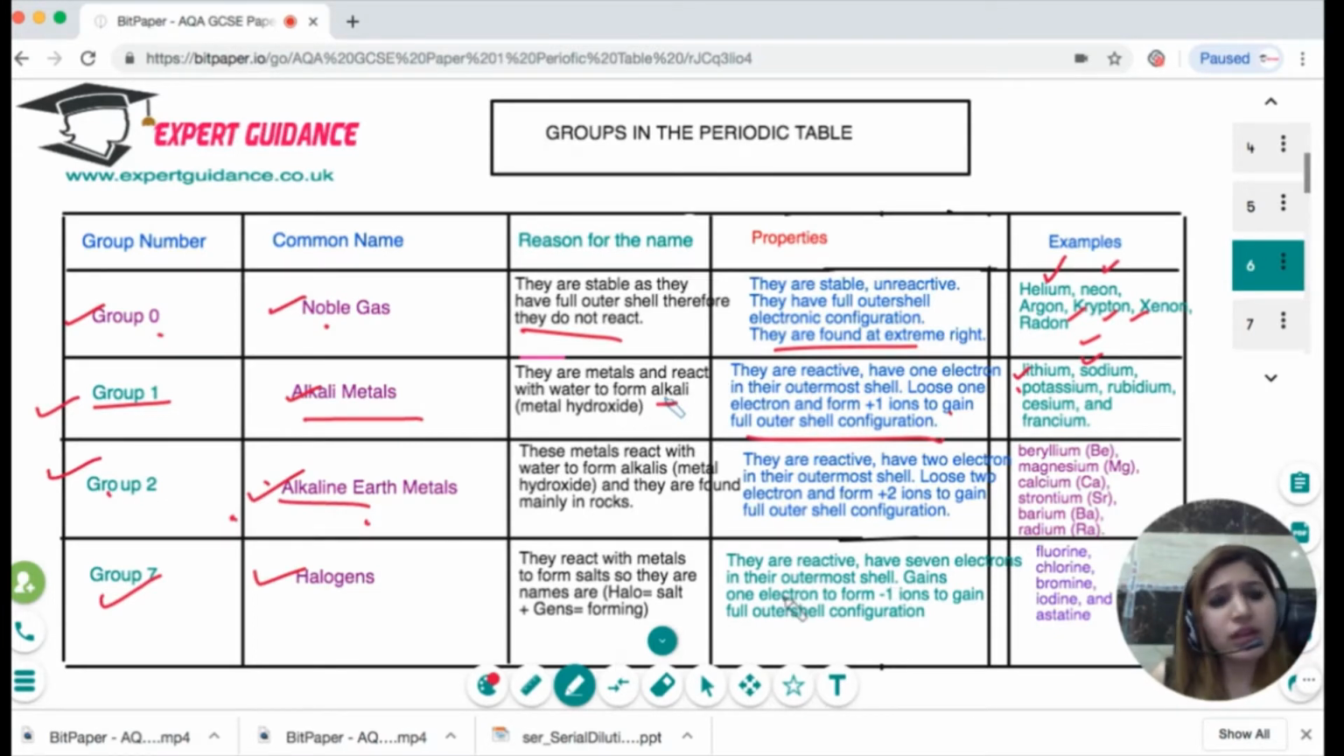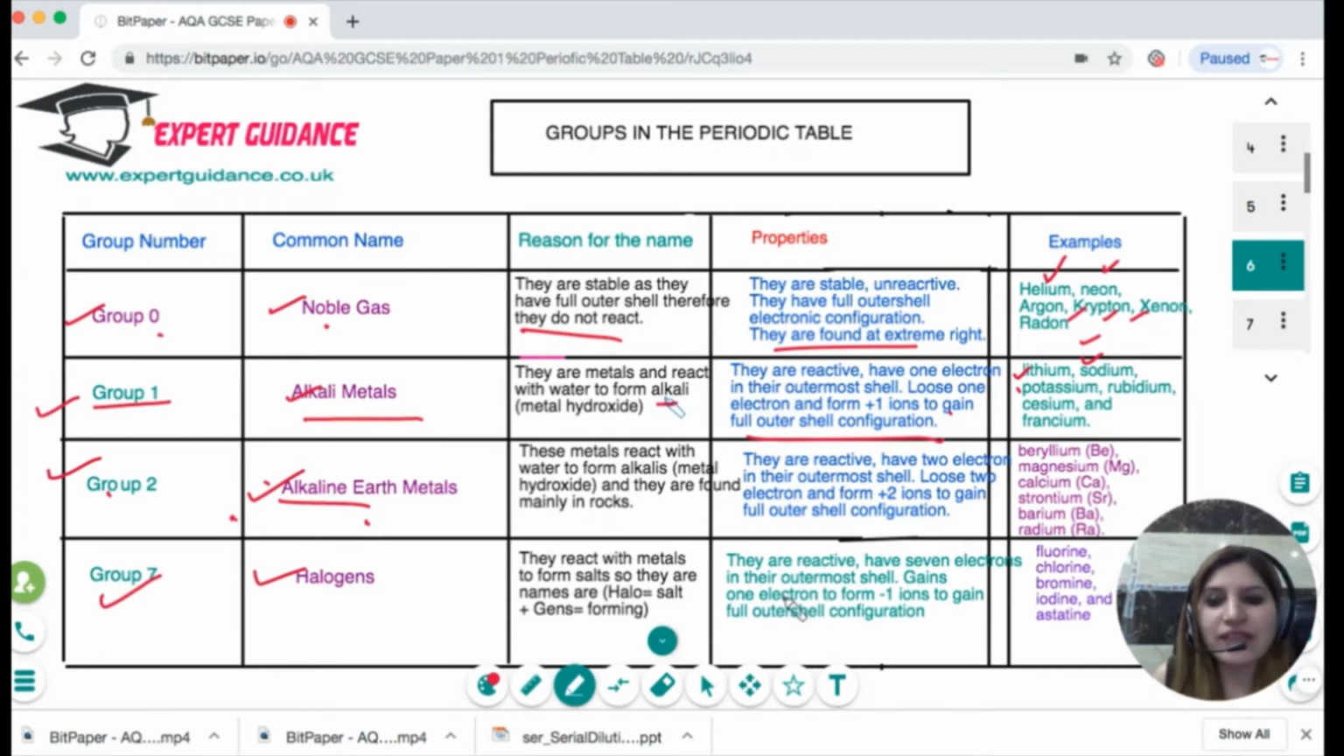But why do we call them earth metals? Because they're majorly found in rocks. And again, they have properties like the alkali metals. They are reactive, but they do not form +1 ions. They form +2 ions because they have 2 electrons in their outermost shell. So they lose 2 electrons to form a stable positive 2 ion configuration. Examples: beryllium, magnesium, calcium, strontium, barium, and radium.